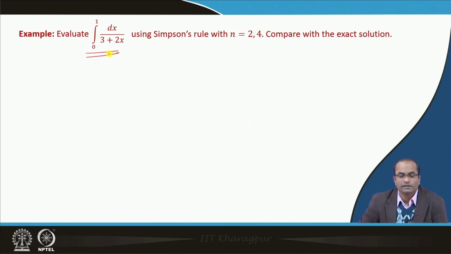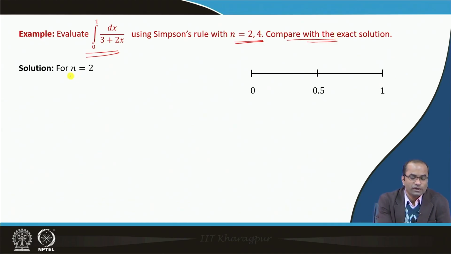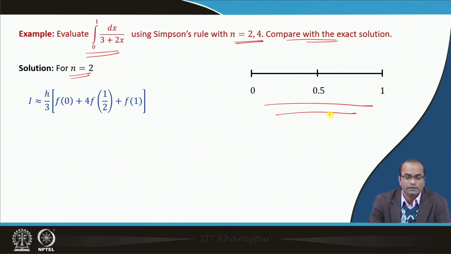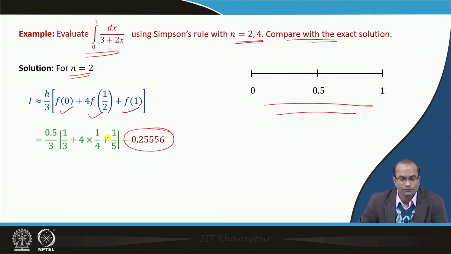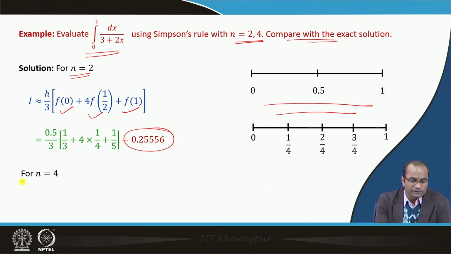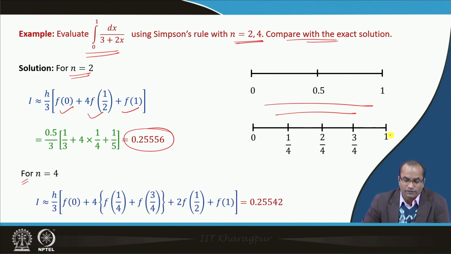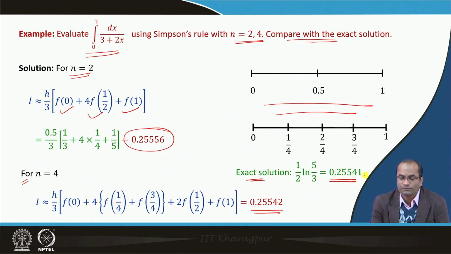Again we will take the same example and we will apply the Simpson's rule, taking n as 2 intervals and 4 intervals, and we will compare with the exact solution. So, if we take n equal to 2, the 2 intervals, in that case we will apply this formula: f(0), 4 times f(half) and this f(1). This is the single application of this Simpson rule. So, after this calculation we do see that we are getting 0.2556. Whereas, when we take n equal to 4, what will we get? We will get 0.25542 as the answer, and just remember the exact solution in this case was 0.25541.